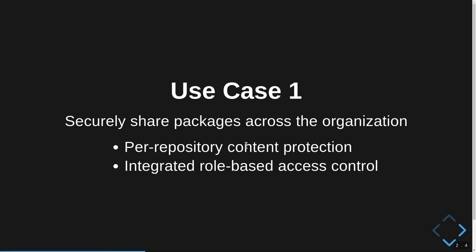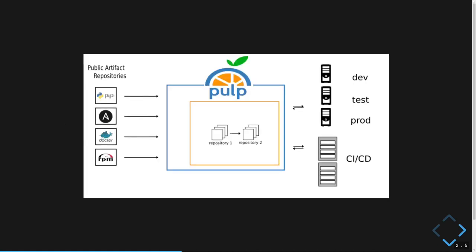Now let's begin with some use cases. With Pulp, you can securely share packages within the organization. The first thing that might be appealing to you is the role-based access control. The key factor here is that you can define a set of rules based on which the Pulp instance will protect and serve content to various places.